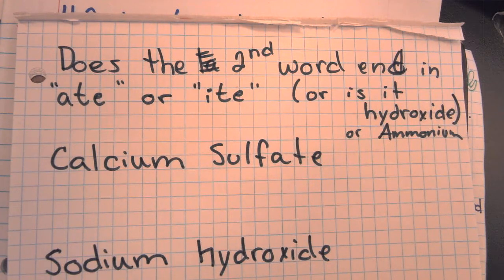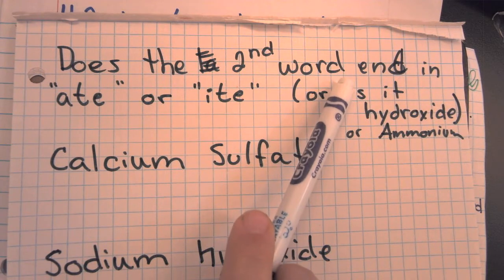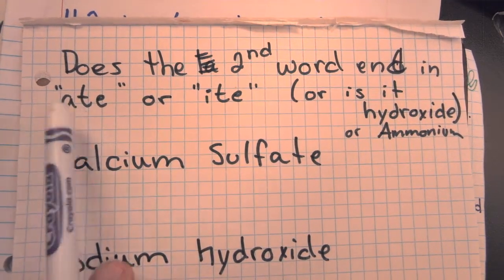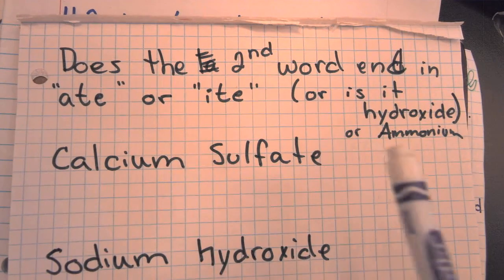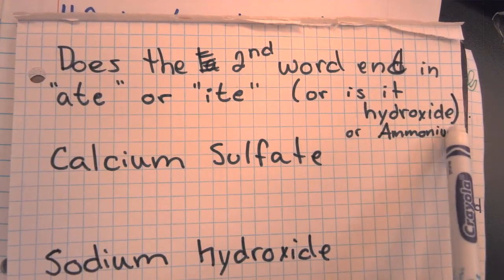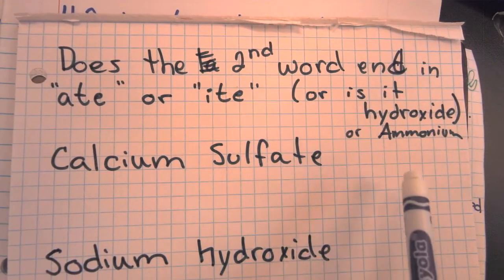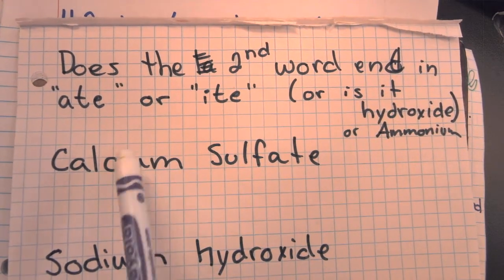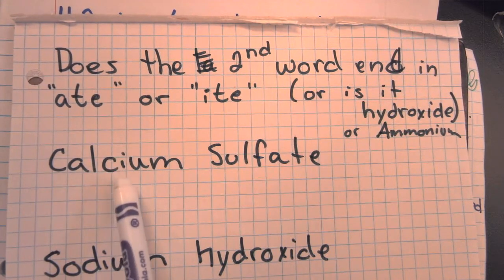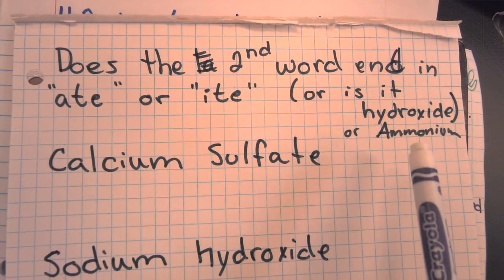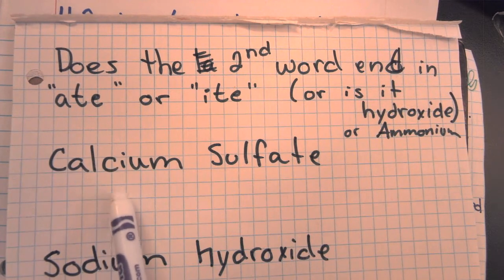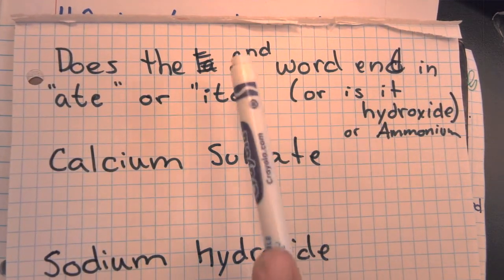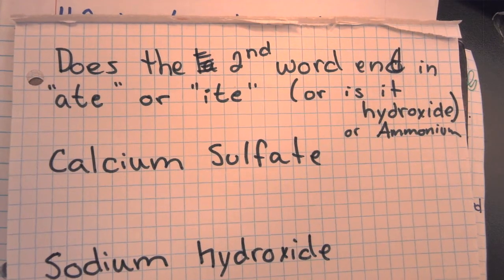Okay, so another question to ask yourself when given formulas is, does the second word typically end in ate or ite? The exception, hydroxide, even though it ends in ide, still falls under this. And ammonium, even though that'll be the first part of the formula name, falls under this one as well.